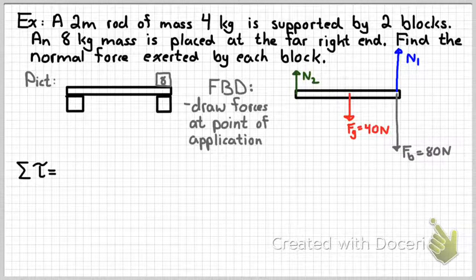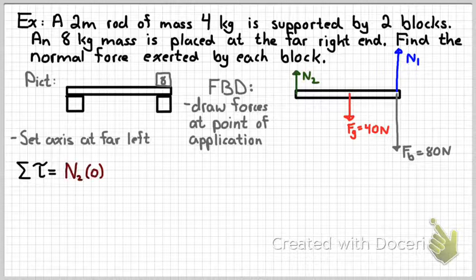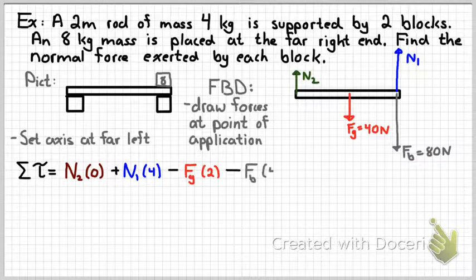We're next going to write a net torque equation, just like when we're dealing with forces, we would write a net force equation. We're going to choose the axis to be at the far left, meaning that N2 doesn't exert a torque, N1 is 4 meters away, FG is 2 meters away, and FB is 4 meters away.